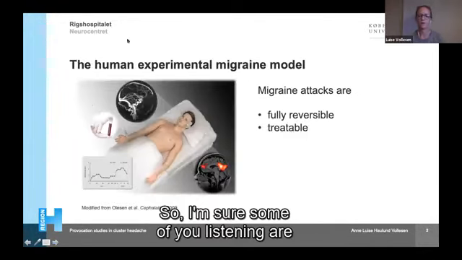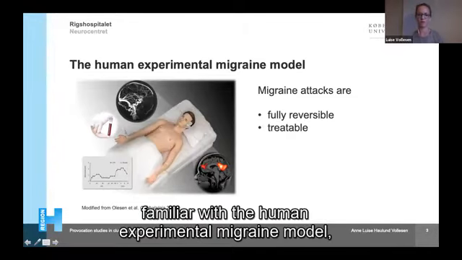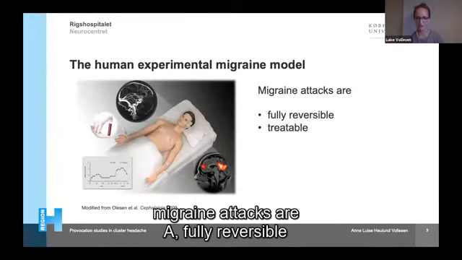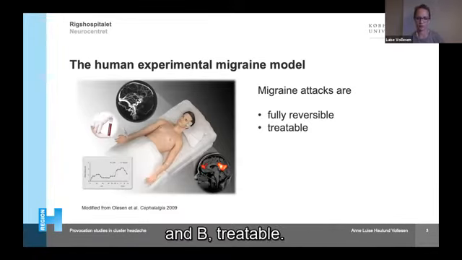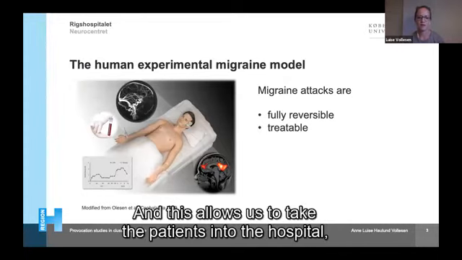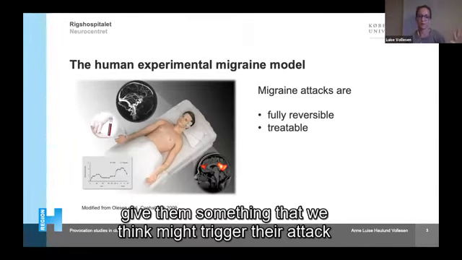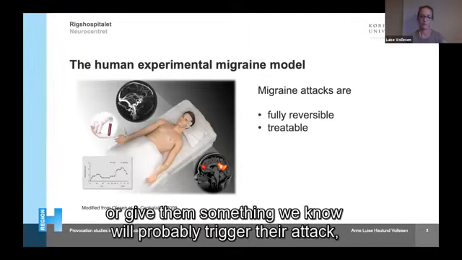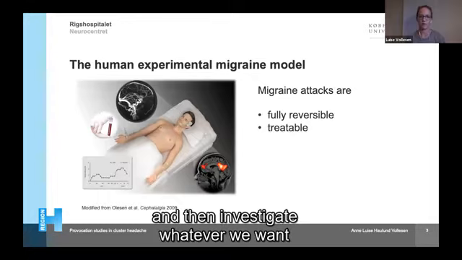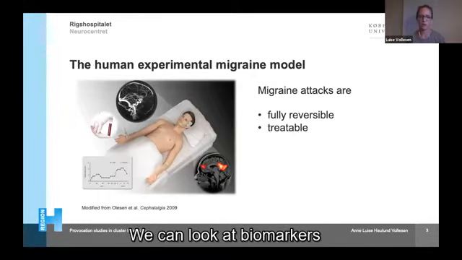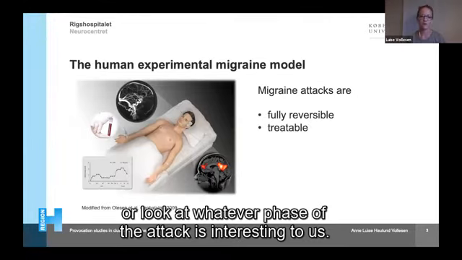So I'm sure some of you listening are familiar with the human experimental migraine model, which is based on the fact that migraine attacks are A, fully reversible, and B, treatable. And this allows us to take the patients into the hospital, give them something that we think might trigger their attack, or give them something that we know will probably trigger their attack, and then investigate whatever we want to be looking at that point. We can do imaging studies, we can look at biomarkers.